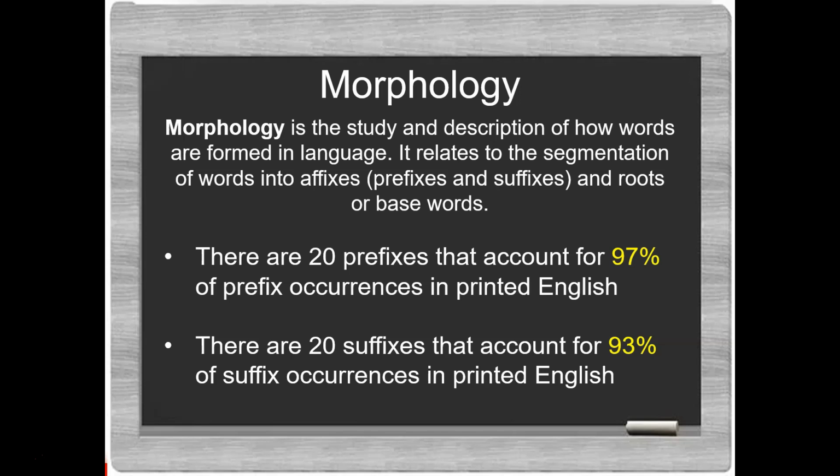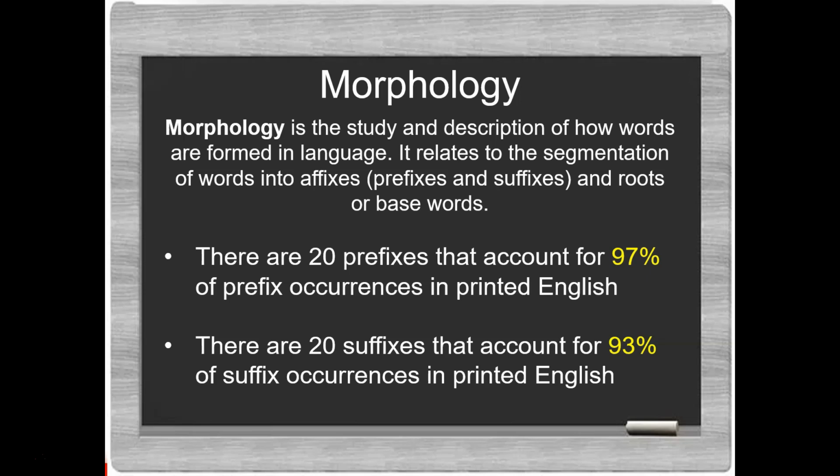And so once again, we're going to be referencing morphology. And if you look at the top of this slide, morphology is the study and description of how words are formed in language. It relates to the segmentation of words into affixes, which are just prefixes and suffixes, and roots or base words. And so if you look at these two bullet points at the bottom, there are 20 prefixes that account for 97% of prefix occurrences in printed English. And then there are 20 suffixes that account for 93% of suffix occurrences in printed English.